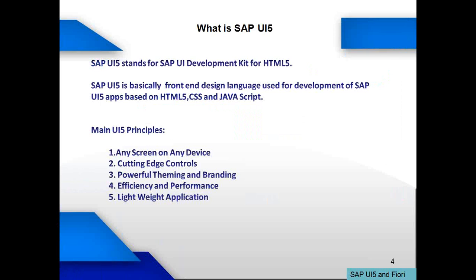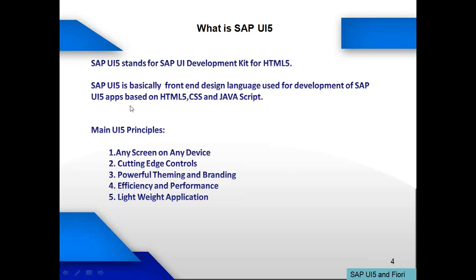SAP UI5 stands for SAP Development Kit for HTML5. SAP UI is nothing but user interface. 5 is derived from HTML5. SAP UI5 is basically an HTML5 library. It is a modified version of the HTML5 library, so that it will have all the features of HTML5. On top of that, you will have custom controls, something like automatic device handling and automatic resolution handling and everything.